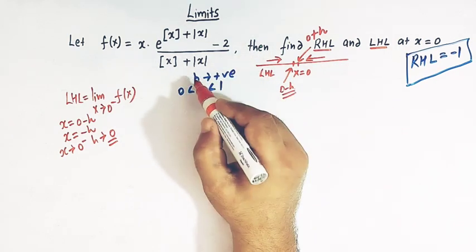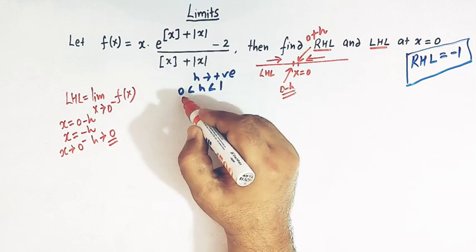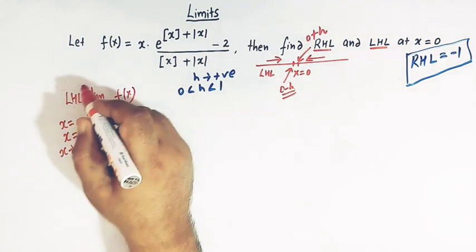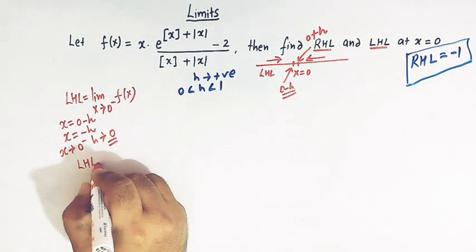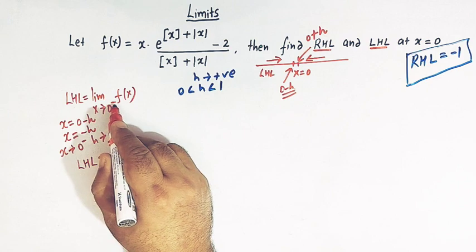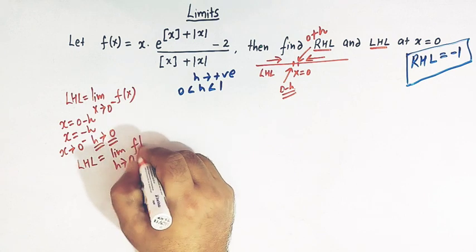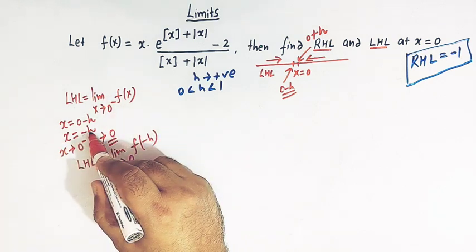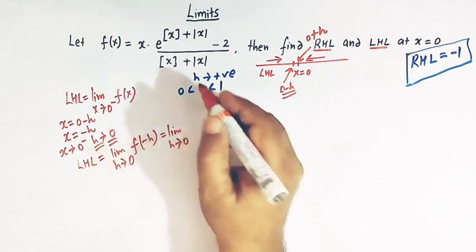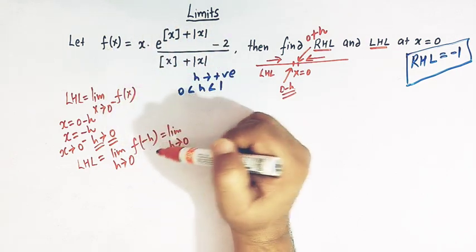And moreover h is a positive quantity and it is very close to 0, and we can say that it lies between 0 and 1. So now we can express the left hand limit in terms of h, right? So we have limit x tends to 0 minus can be replaced by h tends to 0, and we have f of minus h because x is now minus h. So we can now write limit h tends to 0, and f of minus h can be written from this expression by replacing x by minus h.